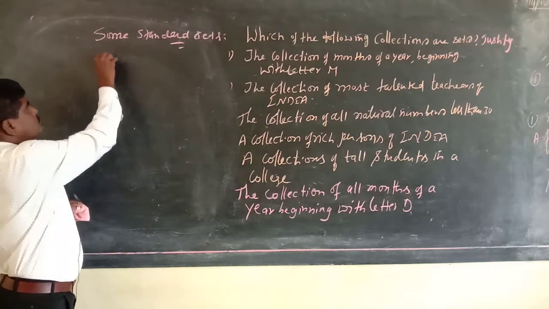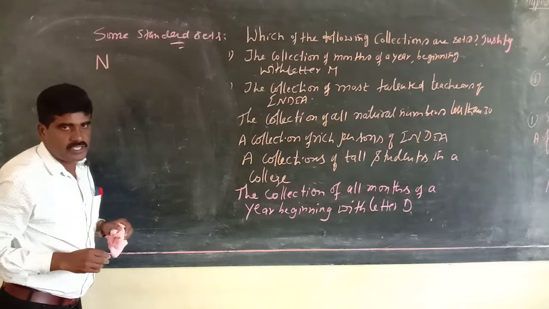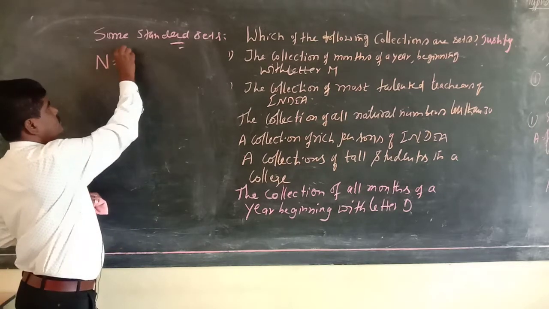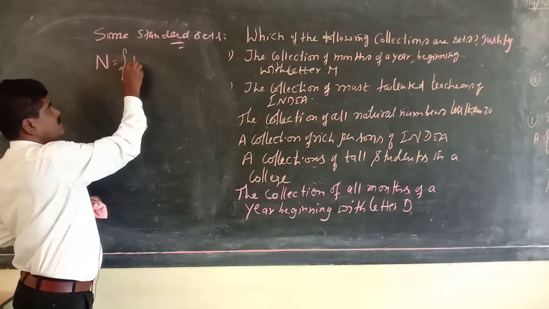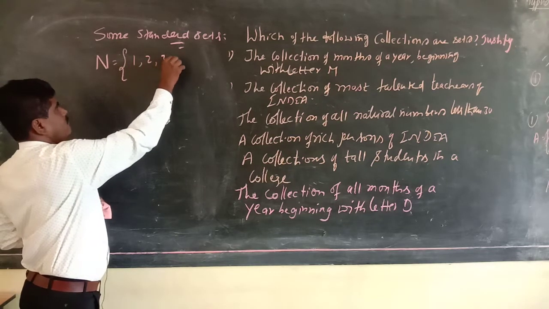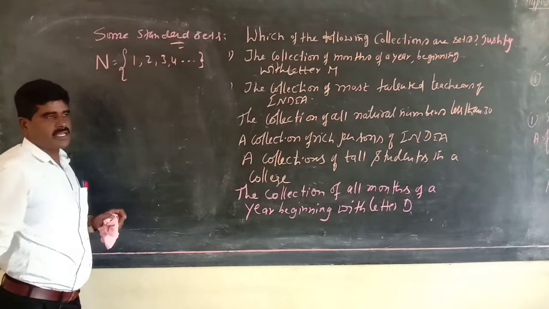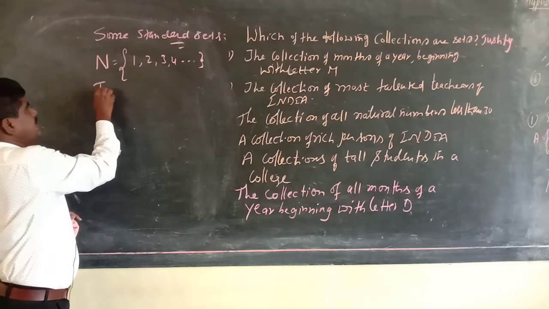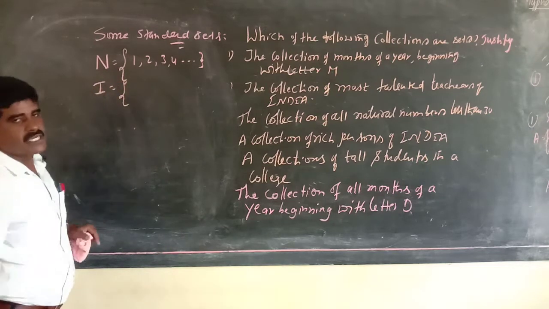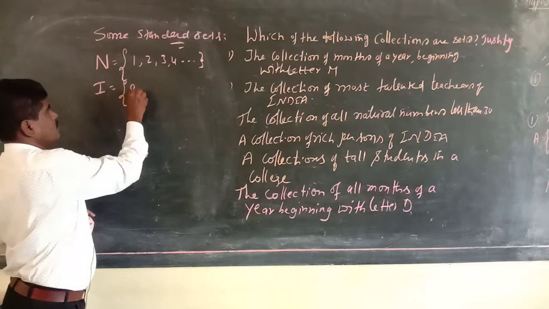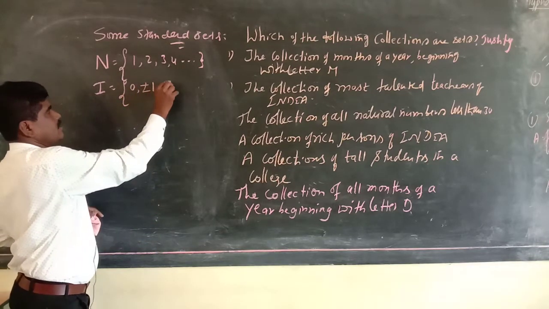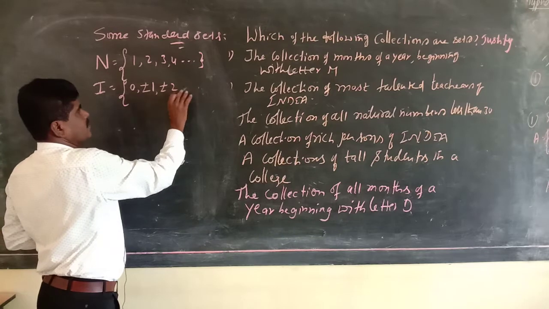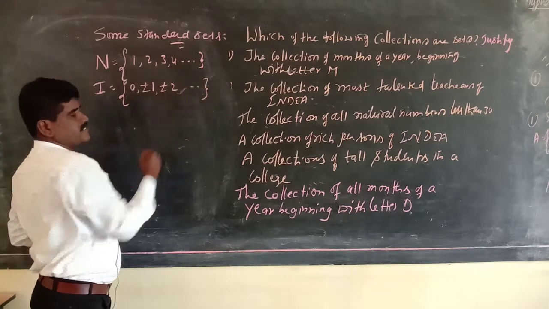The set of natural numbers is generally denoted by N. What are natural numbers? 1, 2, 3, 4, and so on. 0 is not a natural number. The set of integers: 0, plus or minus 1, plus or minus 2, plus or minus 3, and so on.